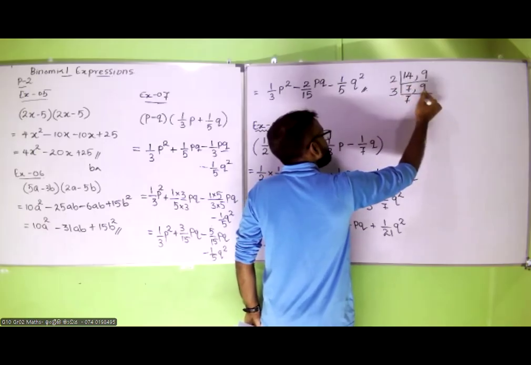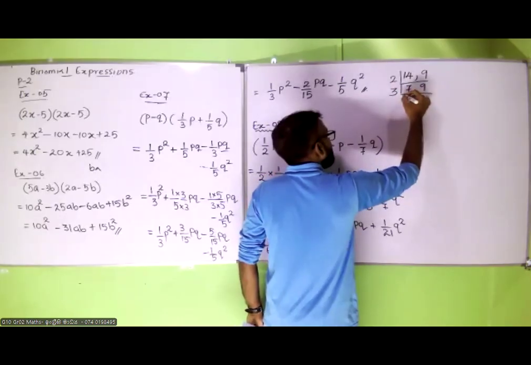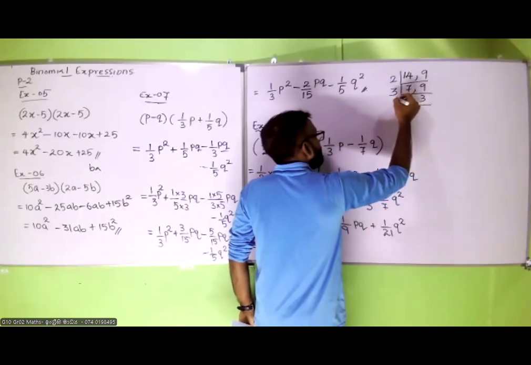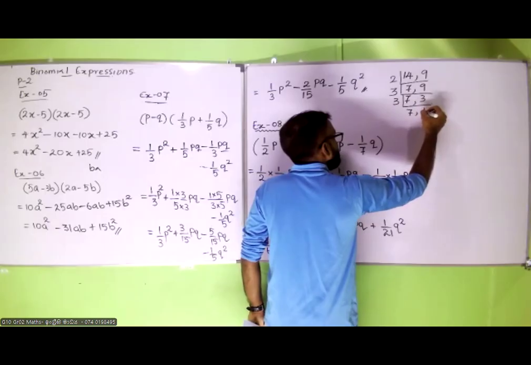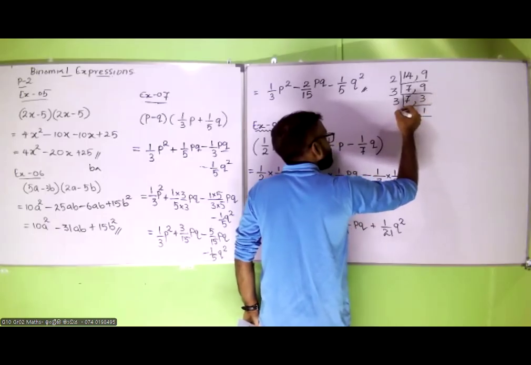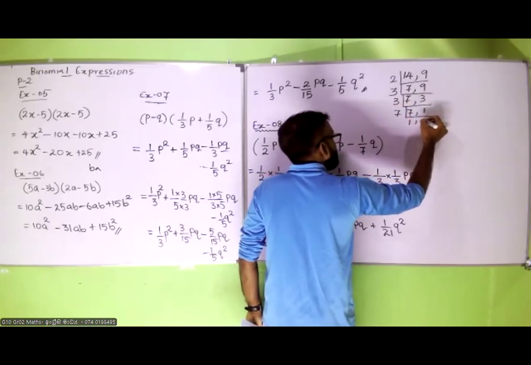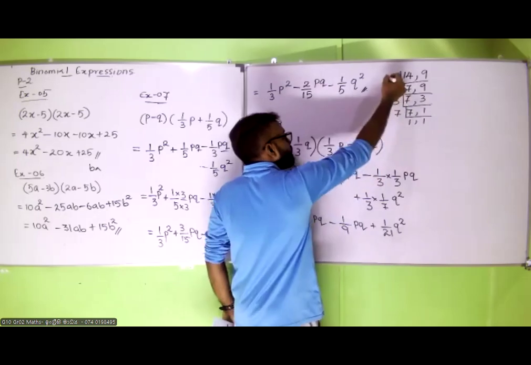7 keep as it is. Right. 3 times 3, 9. Then again you can use 3 to divide. Then 7 times 1 to 7 times 1. So this is how you are going to find LCM.